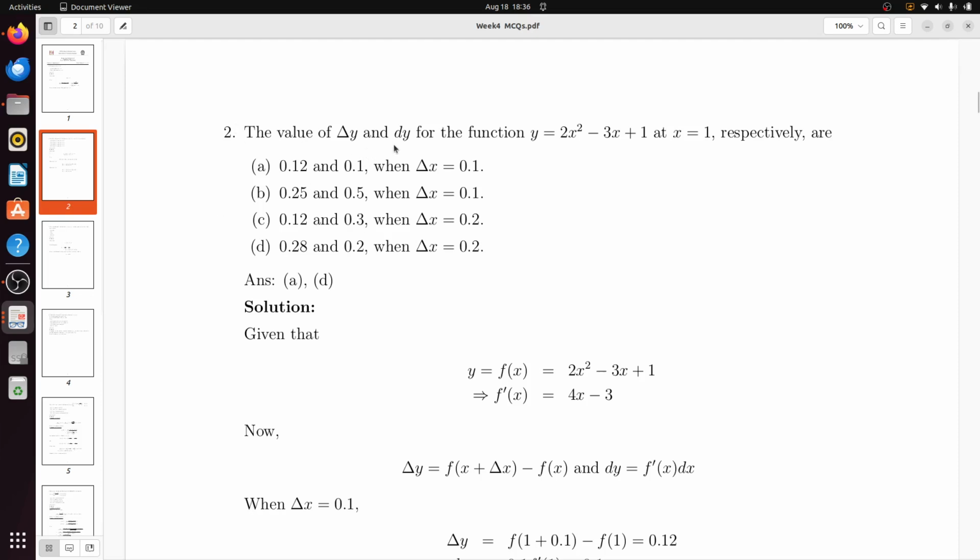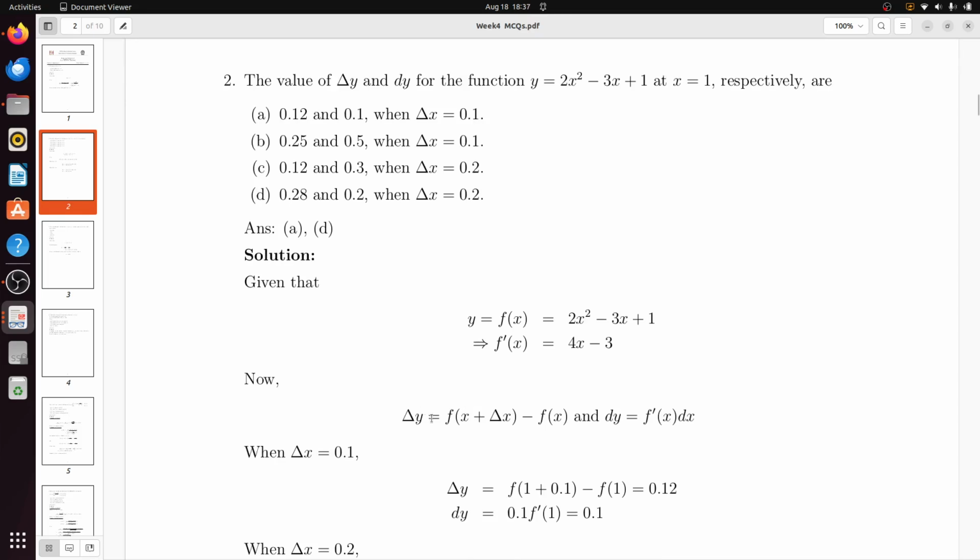The values of delta y and dy for the function y equal to 2x squared minus 3x plus 1 at x equals 1 respectively are. So first of all, you need to determine what is delta y. So delta y means f of 1 plus delta x minus f(x), right? This delta y is actually the increment. And what is dy? The dy is f prime x dx.